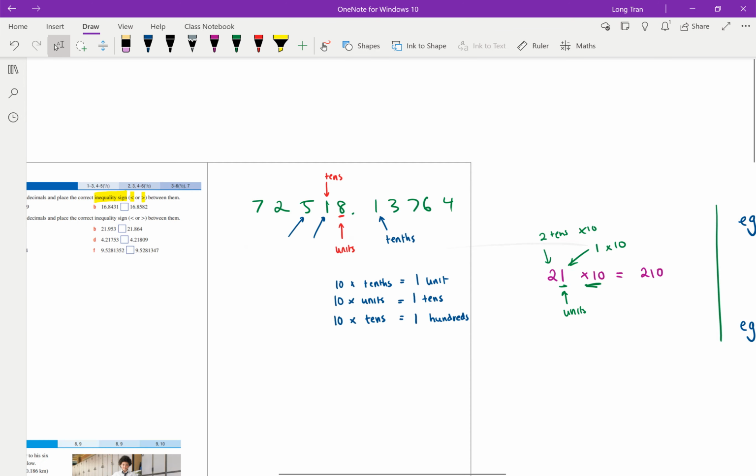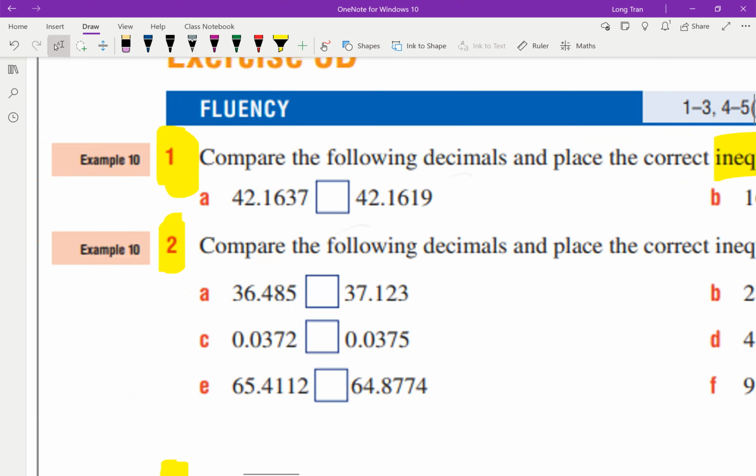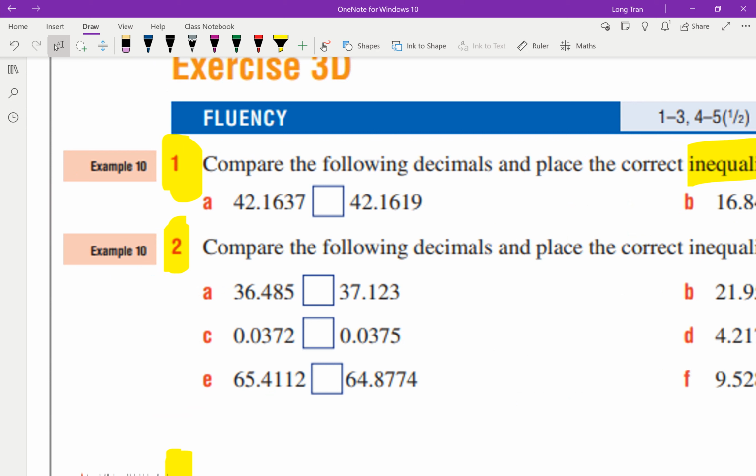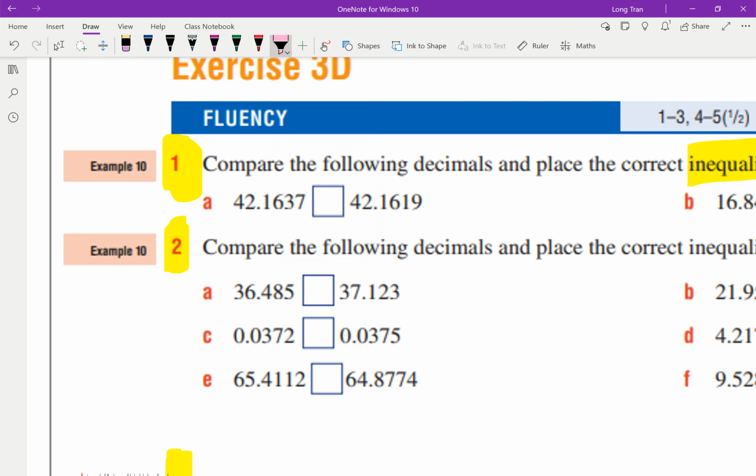Very simple. Your job is to figure out which one's larger or which one's smaller. Let's have a look. Question 1A. Which one's larger, 42.1637 or 42.1619? The first one. Why is that? How do you know? Because it's got the higher number first. Which number are you looking at? 3. So we can see 3, and over here is a 1. So 3 is greater than 1. So the symbol you should be using should be this. This means the tail end is saying this is smaller and this is larger.